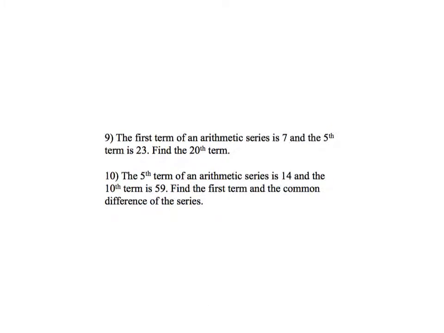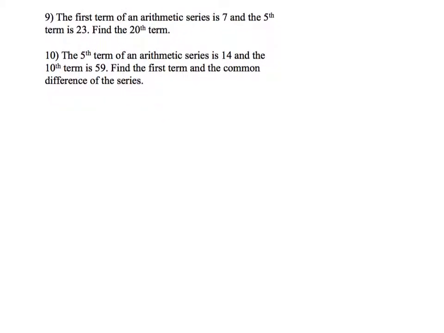A couple more examples. Last two examples. The first term of an arithmetic series is 7, and the fifth term is 23. Find the 20th term. This is where the questions get a little bit more interesting. So, first term of an arithmetic series is 7, so A equals 7. And the fifth term is 23, so T5 equals 23, which is equal to A plus 4D. Find the 20th term.